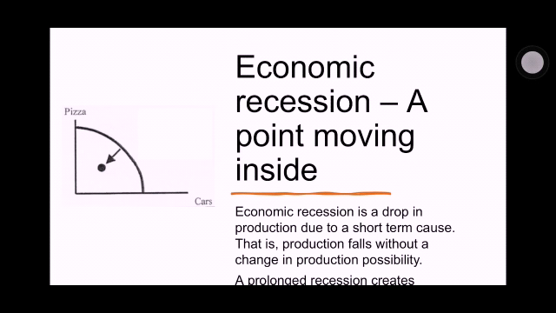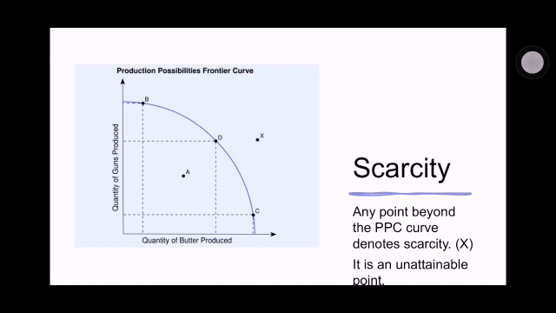Now what is a recession? Look at this. It's a point inside the curve. In the economic depression, it happened due to a drop in the production capacity, the production possibility. Here it's just a drop in production. A temporary drop in production causes this. A certain amount of resources are left unemployed when a recession happens. So that's clear.